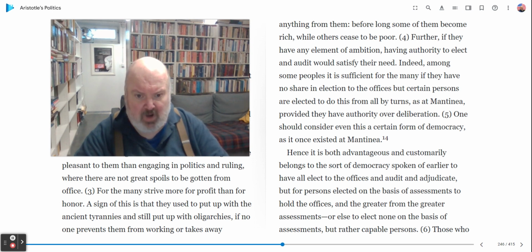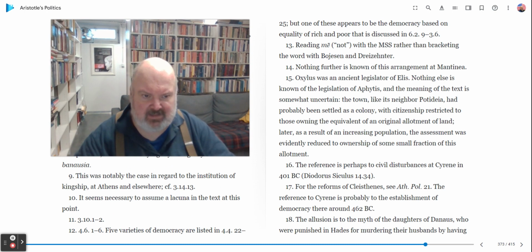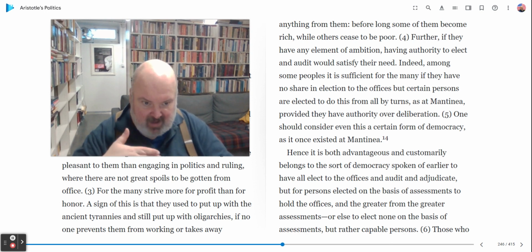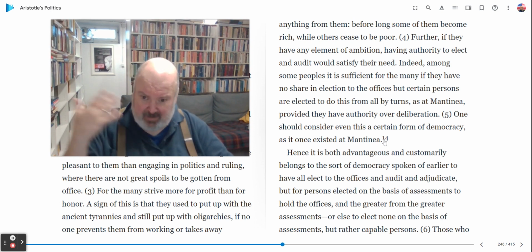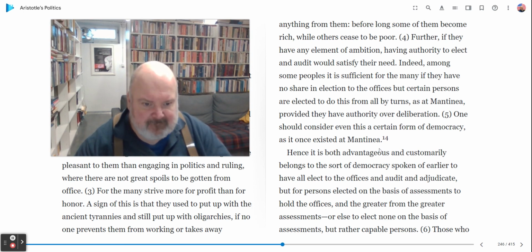One should consider even this a certain form of democracy, as it once existed in Mantinea. Now, nothing is known of the arrangements; it is only known about here. In other words, it is sufficient to call this democracy that the many have no share in election to offices, but certain persons are elected to do this by turns, provided they have authority over deliberation. Right? The people deliberate and make the decisions, and the offices are executing them. That's interesting in that sense.